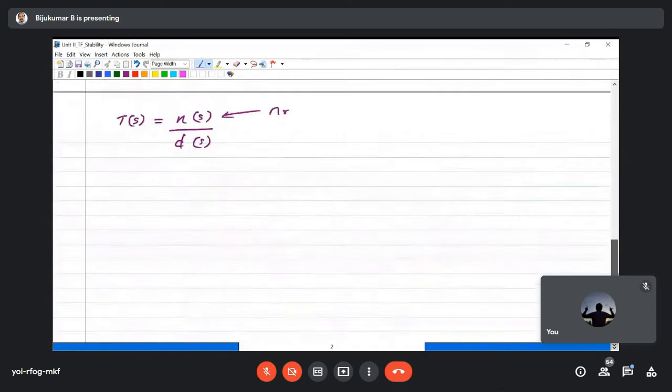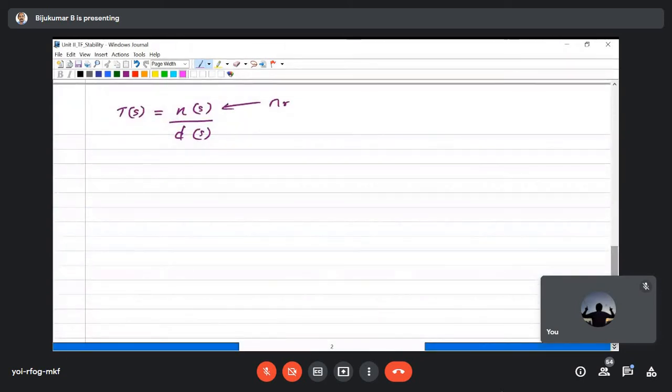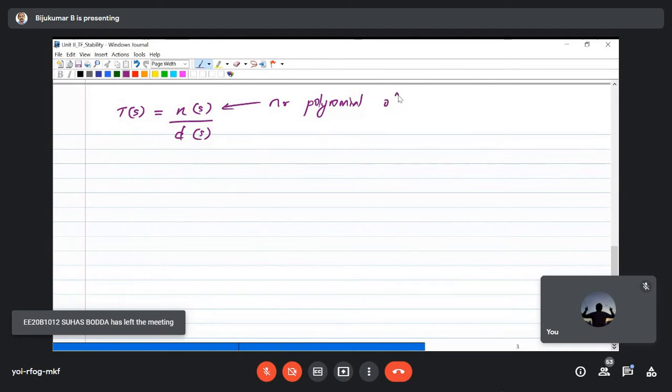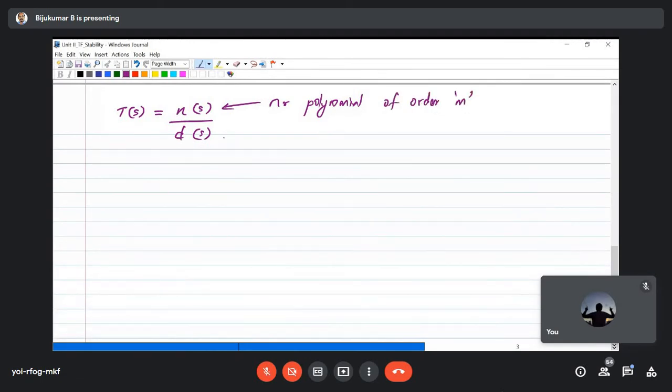Anyway, we will continue the course. So it has a numerator polynomial of order m, and this is the denominator polynomial. The order of the denominator polynomial is n.